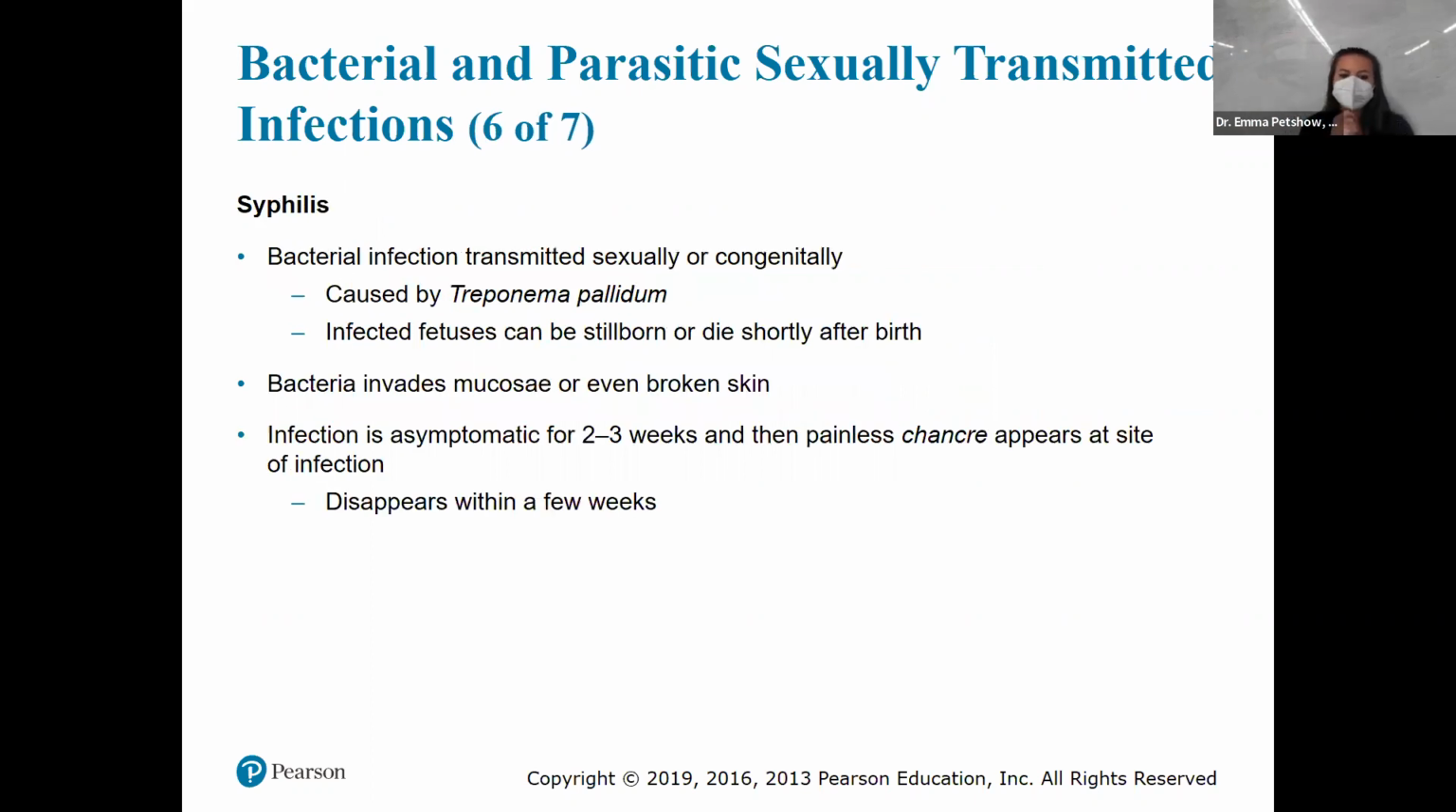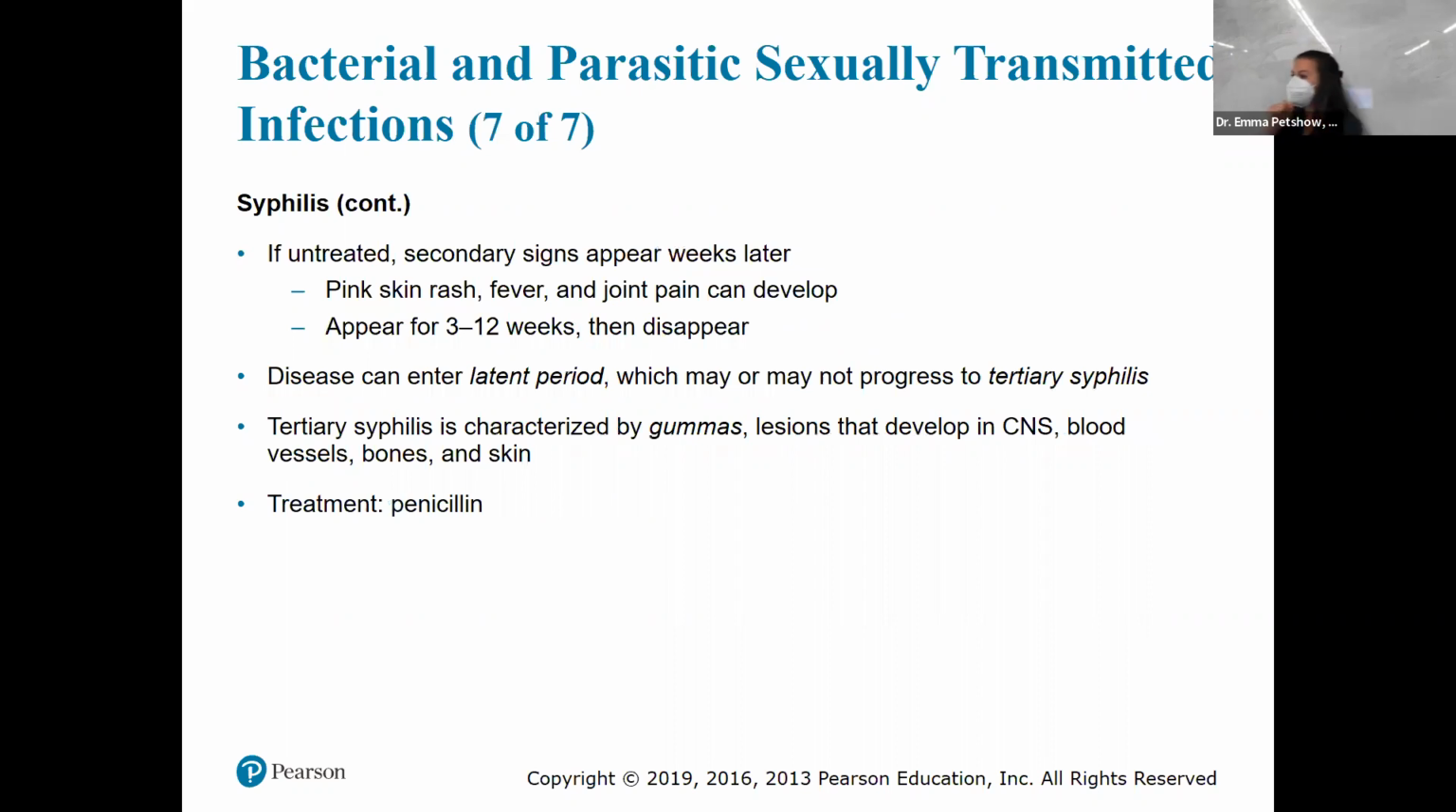And then syphilis, our Treponema pallidum. If a fetus was infected in utero, they could be stillborn or die shortly after birth. So that's why we screen for these. If this bacteria invades mucosa, you can get chronic ulcerations, which are called a chancre. They're typically asymptomatic otherwise, but can develop into secondary or tertiary syphilis. Secondary syphilis, you get a skin rash, fever, joint pain. It then can go latent. It may never progress to tertiary, but if it does, that's typically when you see CNS involvement, nervous system involvement.